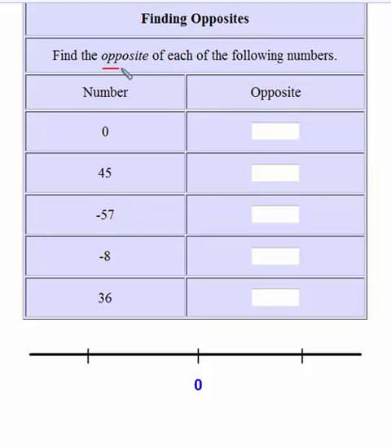In this problem, we are to find the opposite of each of the following numbers. To do this, I'm going to start by looking at the numbers on the real number line. Let me start with the number 45.